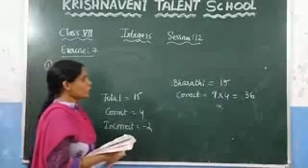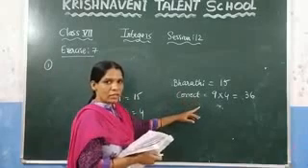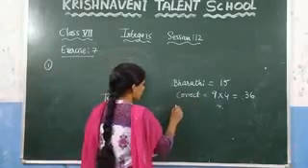Now here, you know that they said that Bharati attempts total 15 questions. In that, 9 questions are correct, right? How many incorrect answers will be there?